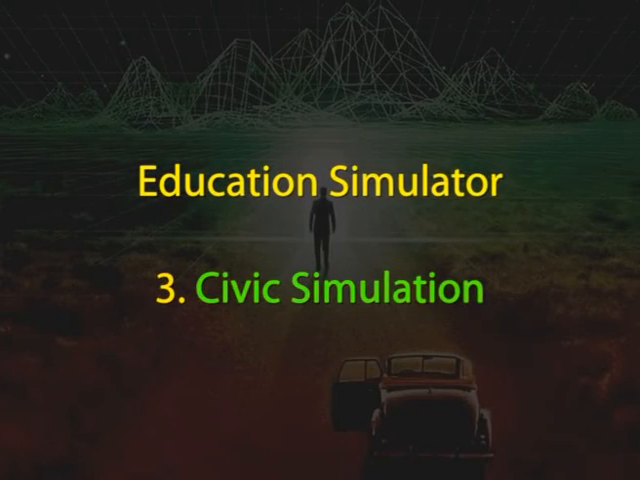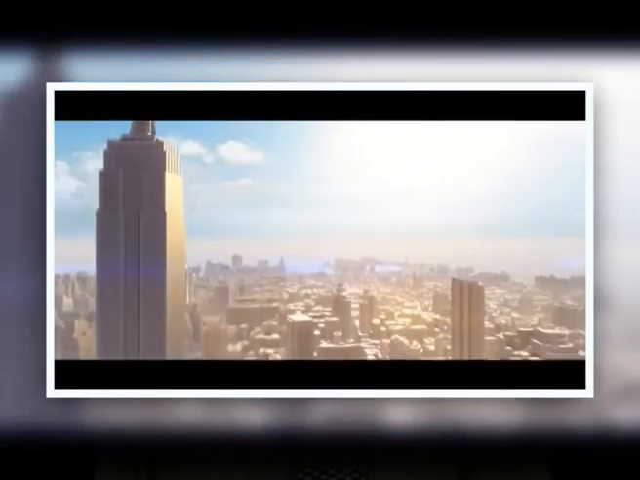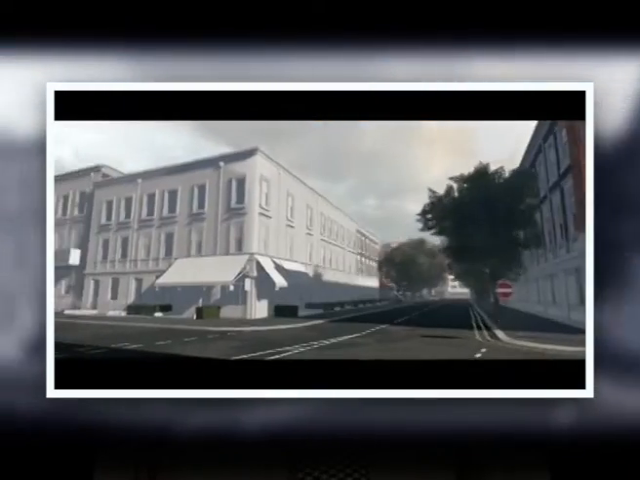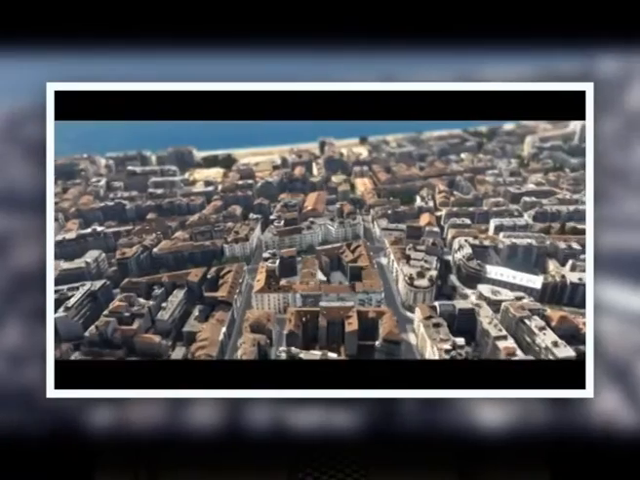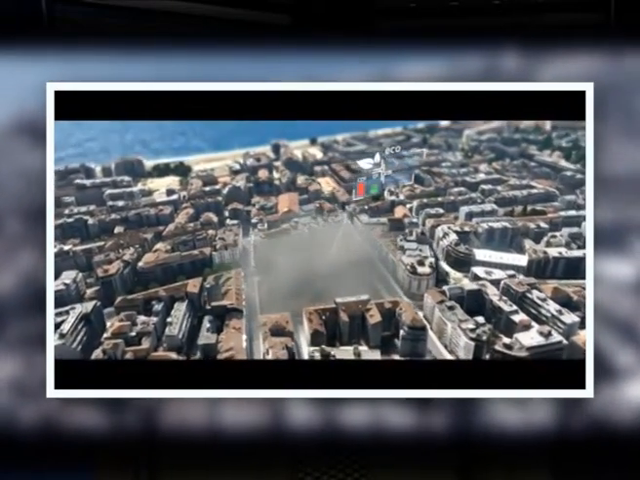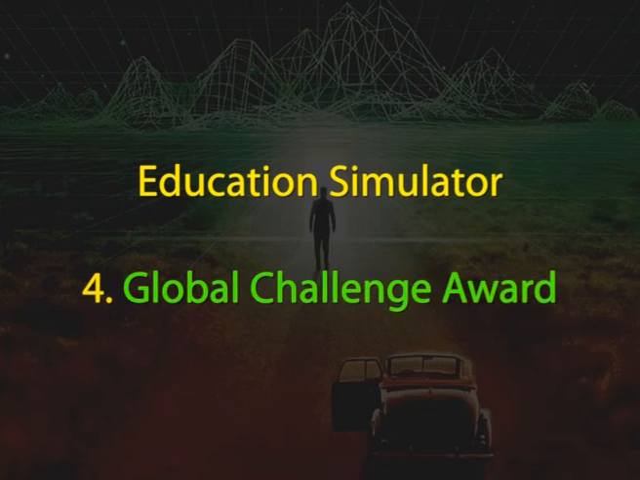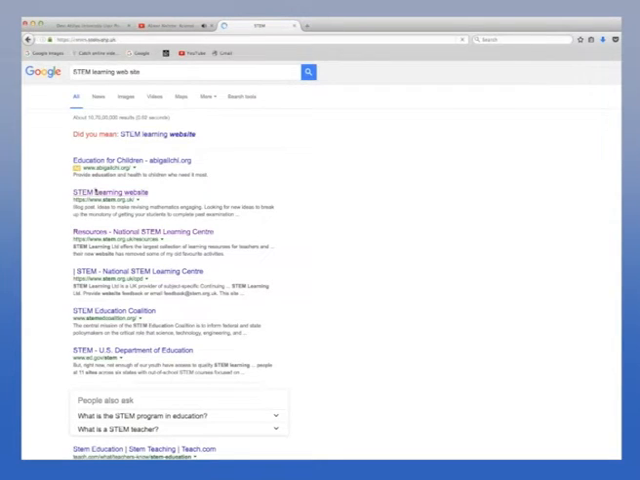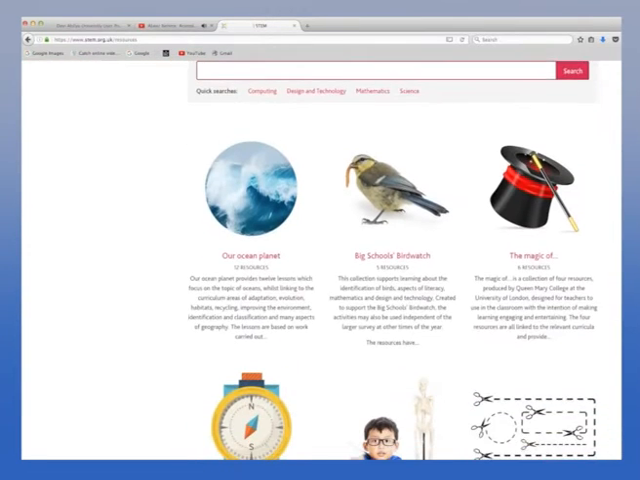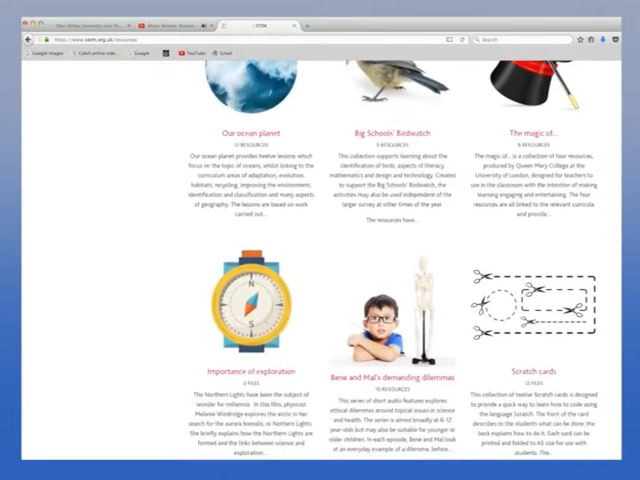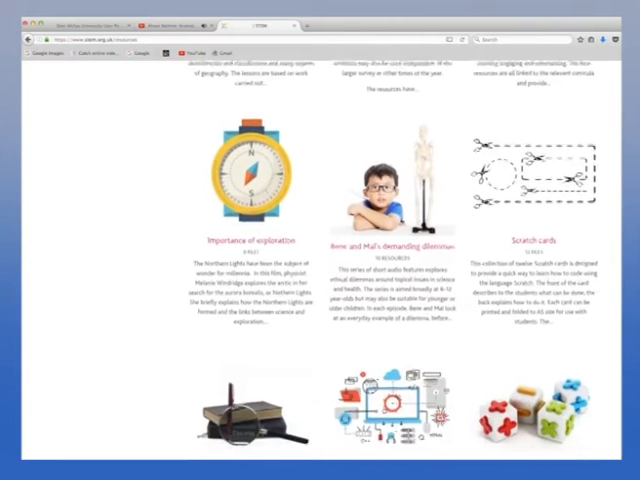3. Civic simulations. In civic simulation, participants assume roles in a simulated society, or international relations simulations in which participants engage in negotiations, alliance formation, trade, diplomacy, and the use of force. 4. The Global Challenge Award online STEM learning website uses microworld simulations to teach science concepts related to global warming and the future of energy.